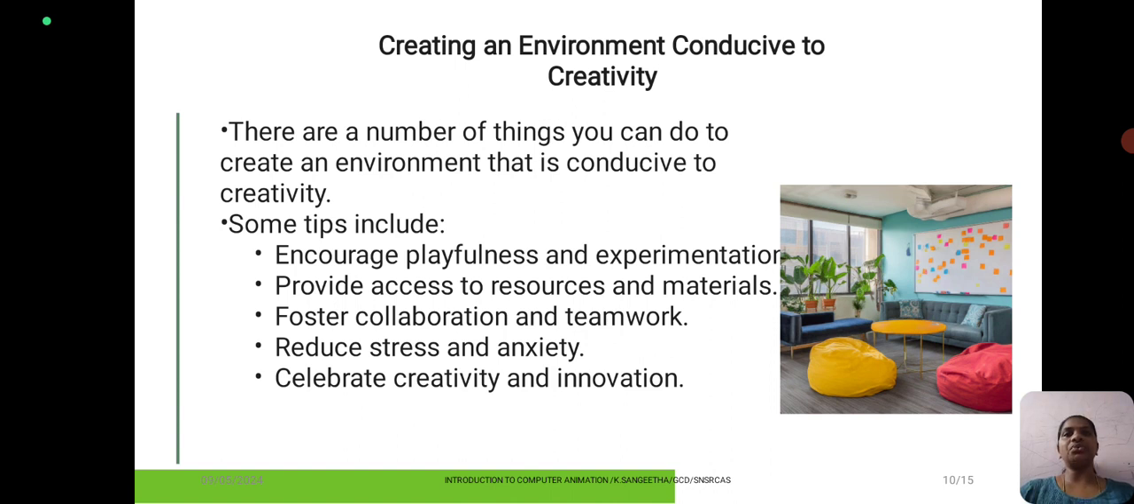Provide access to resources and materials. The more resources you have at your disposal, the more creative you can be. Foster collaboration and teamwork. Creativity is often sparked by interaction with others. Reduce stress and anxiety. When you are stressed or anxious, it is difficult to be creative. Celebrate creativity and innovation. Let people know that you value their creativity and new ideas.